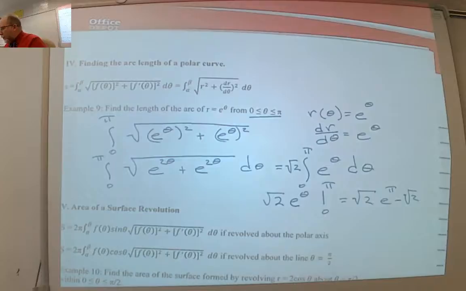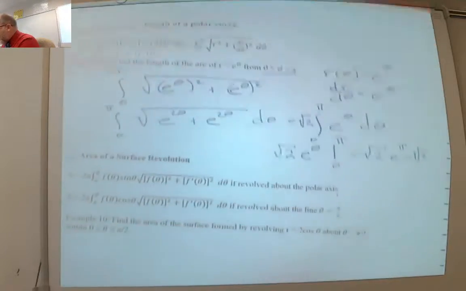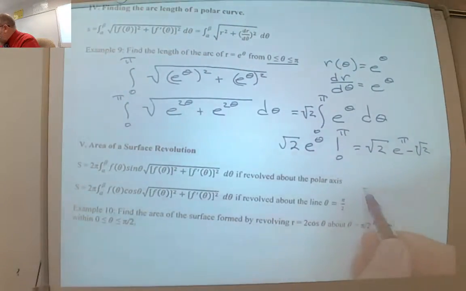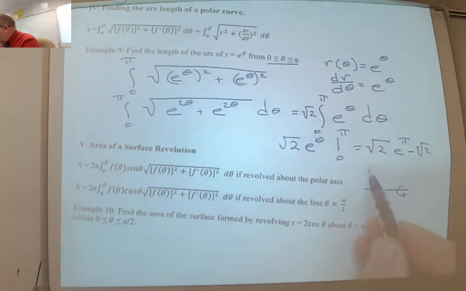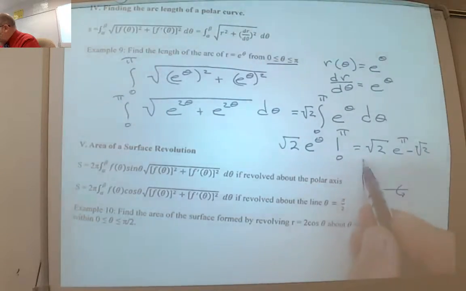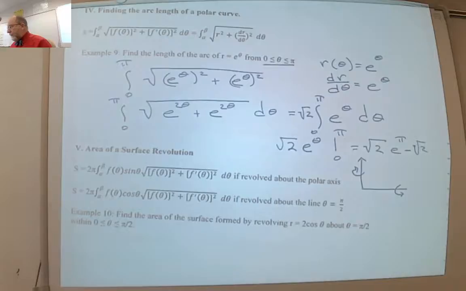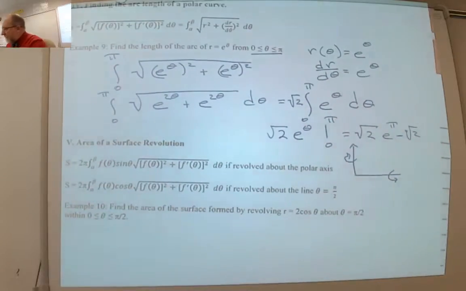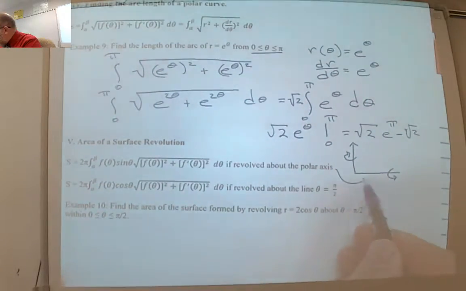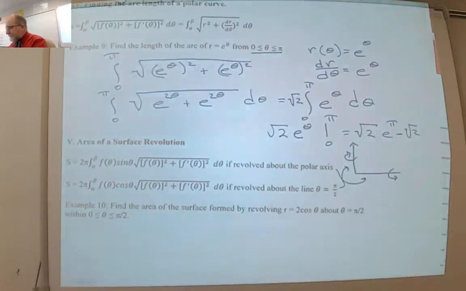The only places you're going to revolve is around the polar axis. The polar axis is this axis right here, what we typically call the x-axis. And the y-axis is called the line where theta is pi over 2. So those are your two choices of rotation.